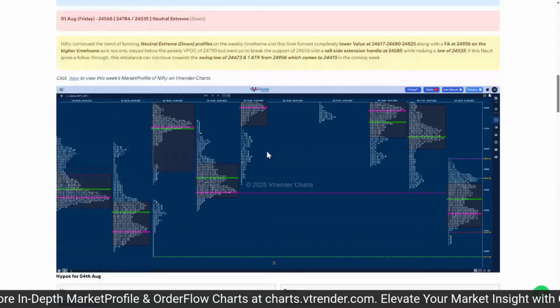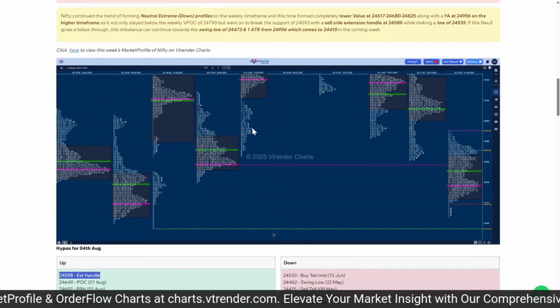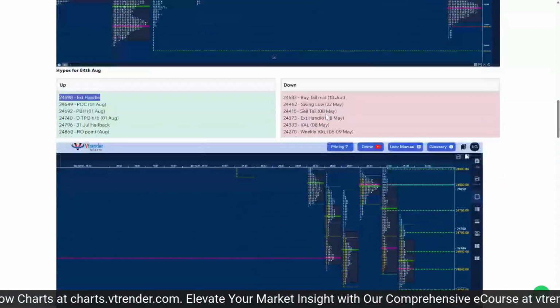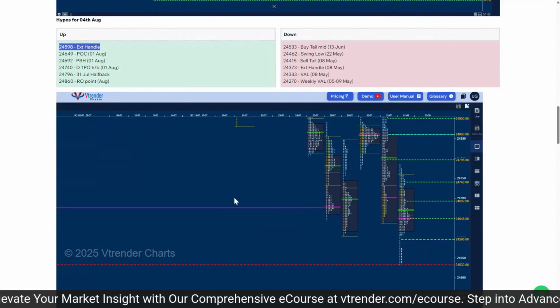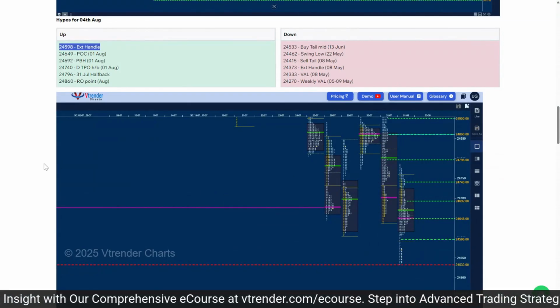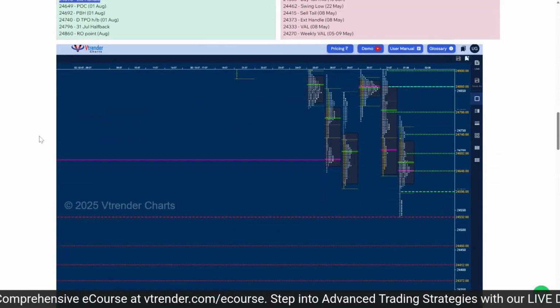So I'll come to what has happened today. We'll open up today's chart and we'll see. Just before that, I'll want to continue the Bank Nifty weekly spot, and then we'll open up both Nifty and Bank Nifty spot of today's as well as the futures chart. So these were the hypos for today.